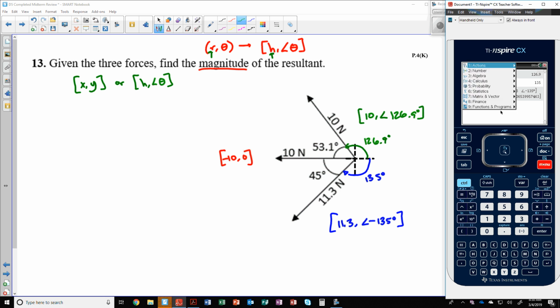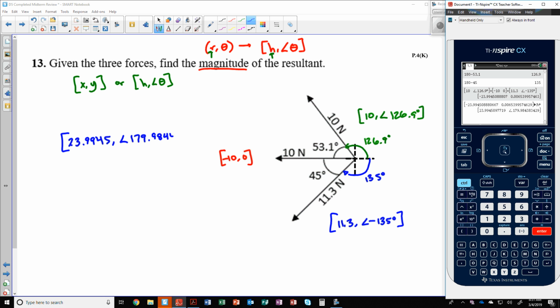But I can press menu, 7 for matrix and vectors, C, which stands for vectors, and choose polar. Now this will give me the magnitude exactly. It'll do like the Pythagorean theorem on those and tell me this right here is my magnitude. So my magnitude here is 23.9945, comma, the angle is 179.9844. Going to the 10,000th decimal place is what I've done here.